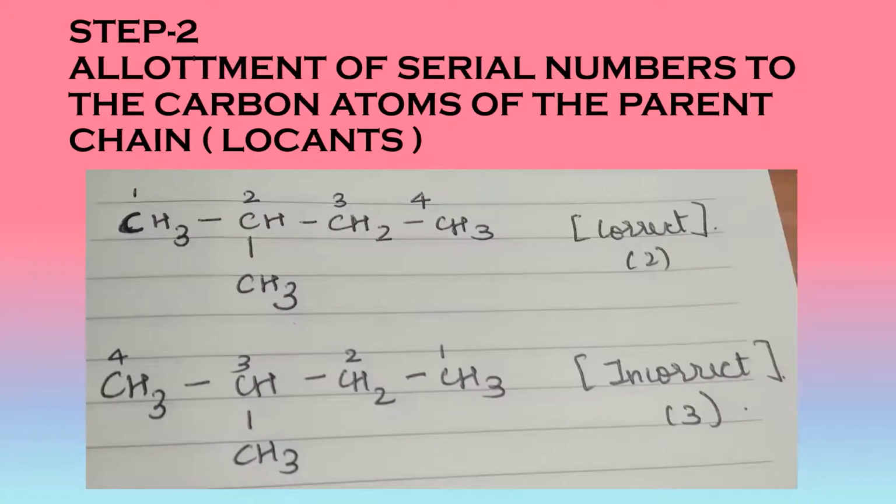In the first example, if I start allotting the numbers from left to right, you can observe that the carbon that has the methyl group, or simply the substituent, attached to it gets number 2. But in the second case, if I start giving the serial numbers from right to left, the carbon atom that has the methyl group attached to it gets the number 3. As we know that 2 is less than 3, we choose the first way of allotting the numbers, because the carbon that has the substituent attached to it gets the least number.